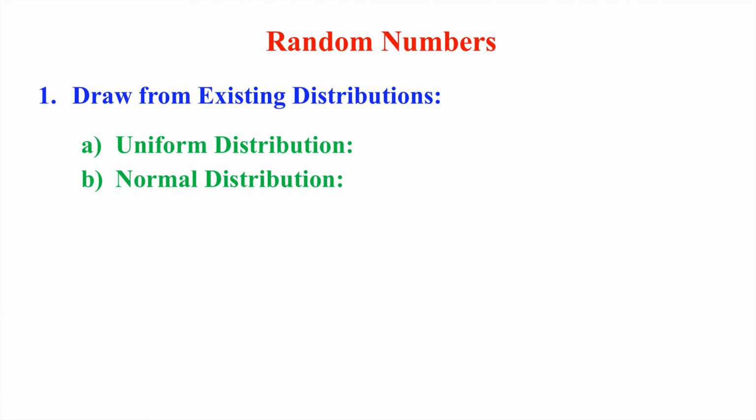A third distribution that you can use to generate random numbers is the binomial distribution.